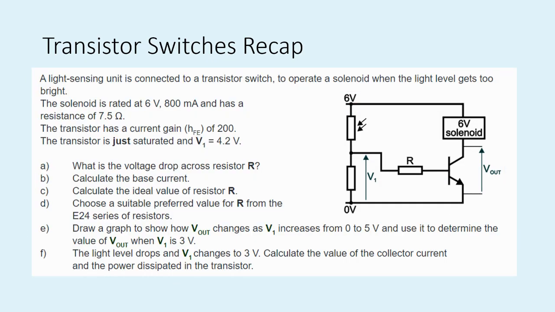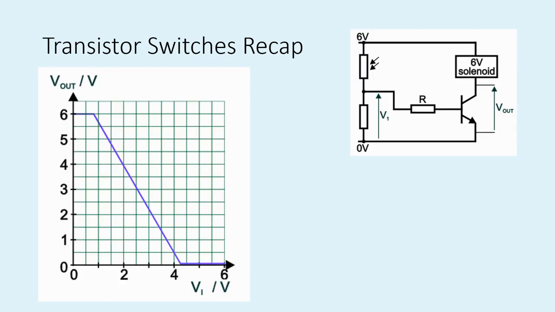And part F gets us to think about that. This is the same diagram, but done on graph paper, so it's a bit more accurate. And we're asked to work out what happens at 3 volts. I draw across at 3 volts, and we've got about 2.2 volts, slightly below 2.25. That's 2.5 in the middle. So that is the voltage across the transistor, which means that 6 minus 2.2 is 3.8. So we've got 3.8 volts left for the solenoid.